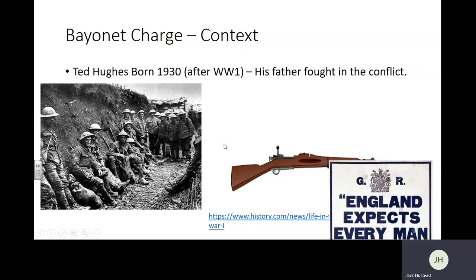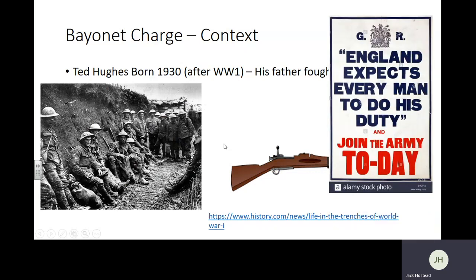Another thing as well, you've known about propaganda and the government in particular trying to get people to go to war. And if you just look at this one, for example, this ties into the poem: England expects every man to do his duty.